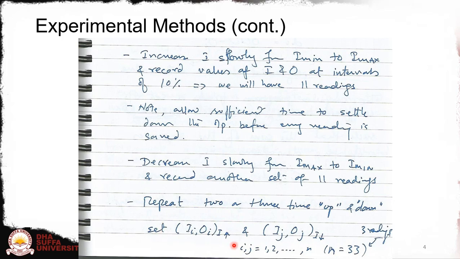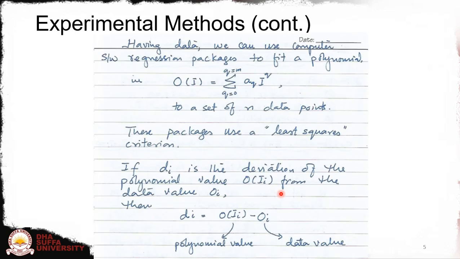So we will have different sets of input and output data pairs while the input is increasing, and we will have different data sets of input and output while the input is decreasing. For example, with subscripts i and j from 1, 2, 3 up to n, ultimately we will have a total of 33 readings.